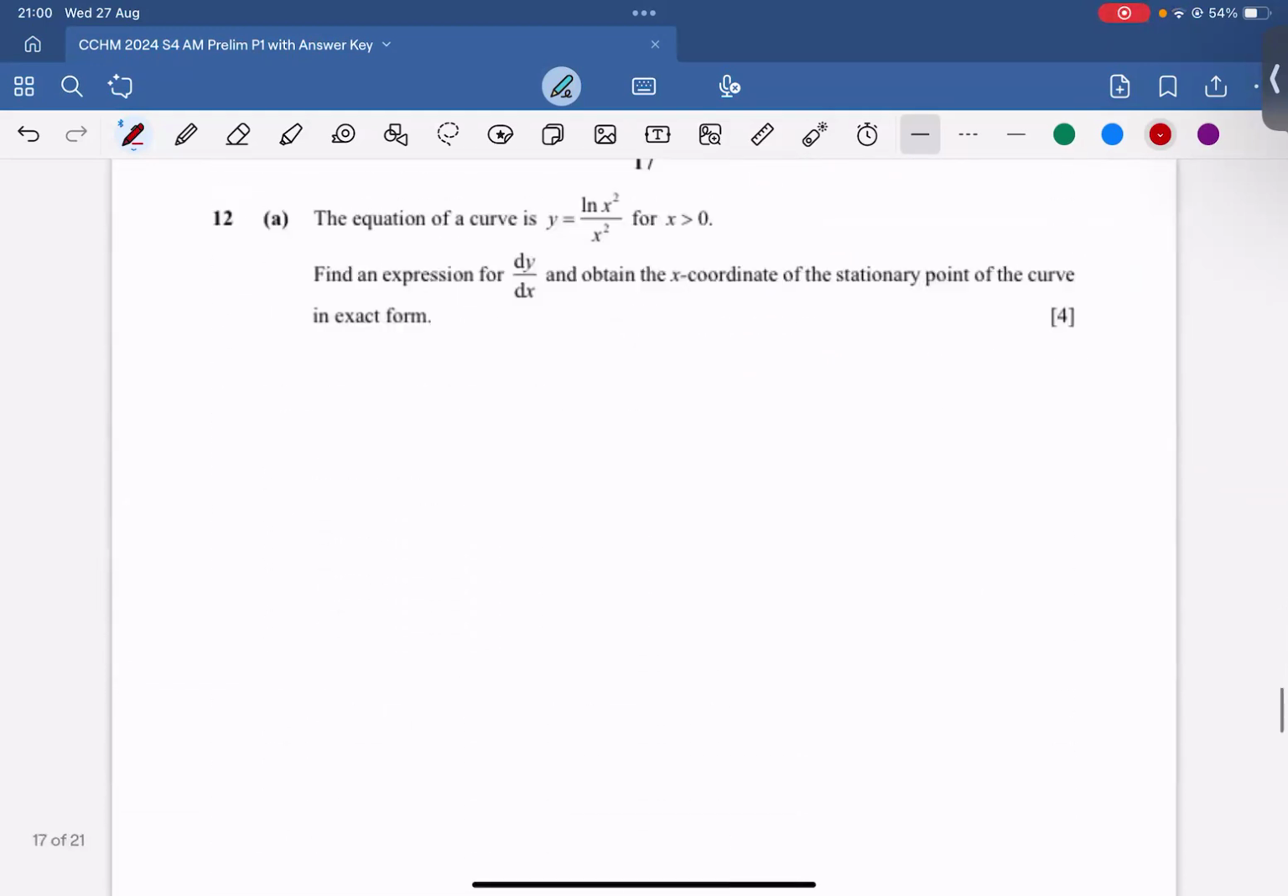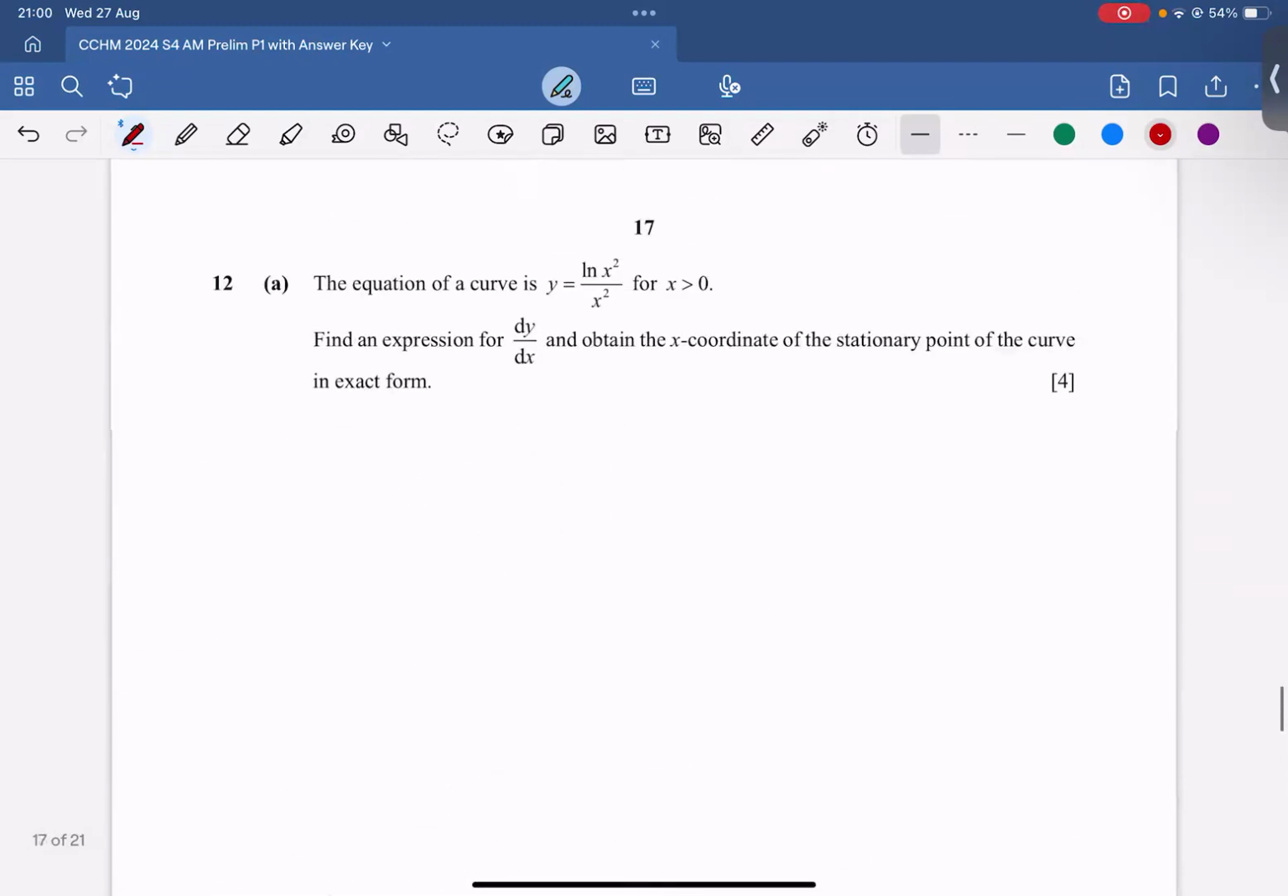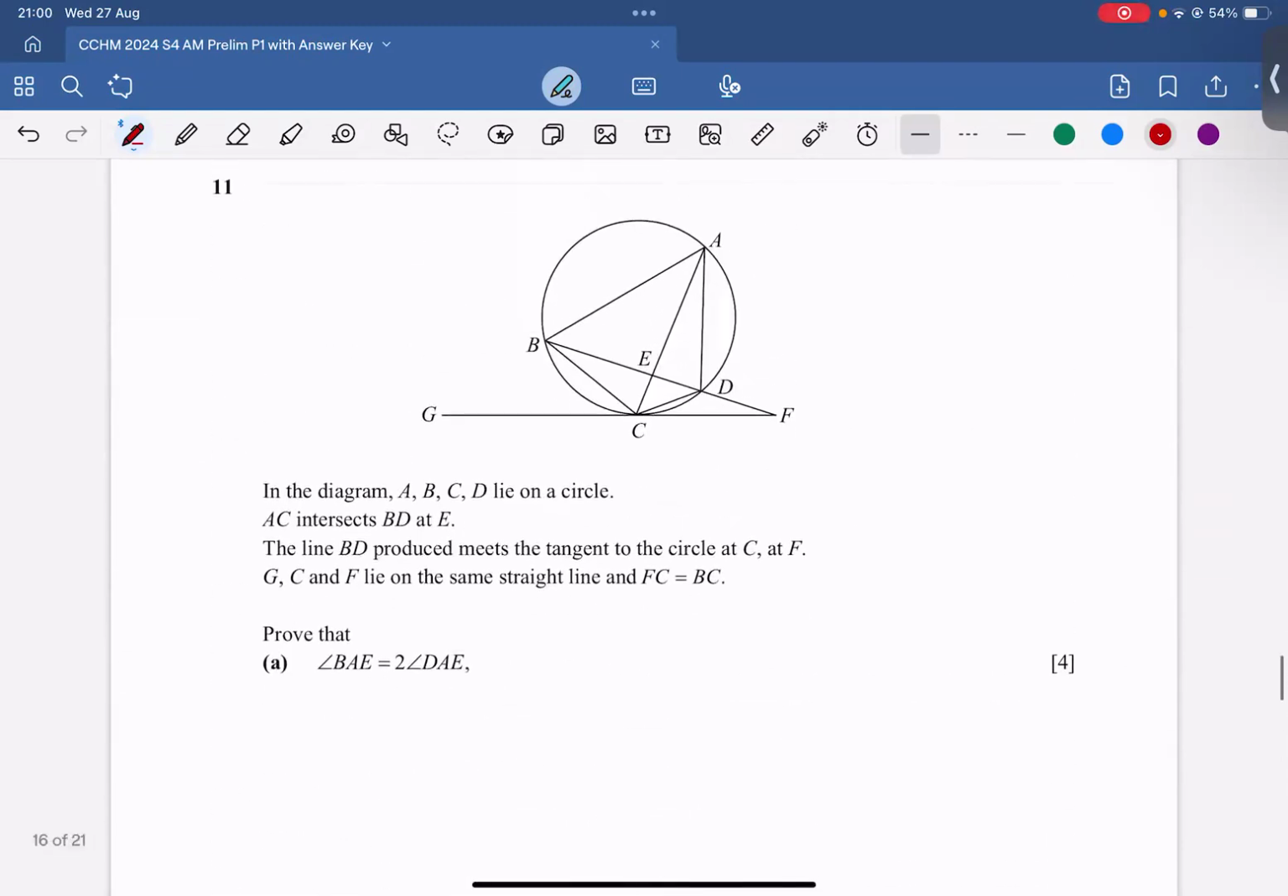Okay, next question 11. Remember when you see a plane geometry question, the first property that you must think of is your alternate segment, because that is the only property that you learn. So BAE equals to 2ADE. So what I do, I let angle DAE be X. And some common things that you don't always see in the question is this part, FC equals to BC. This is not very common, so must make use of it.